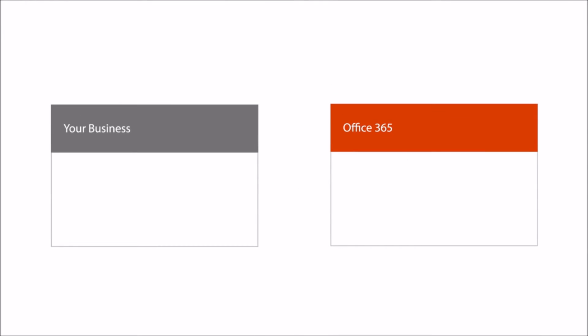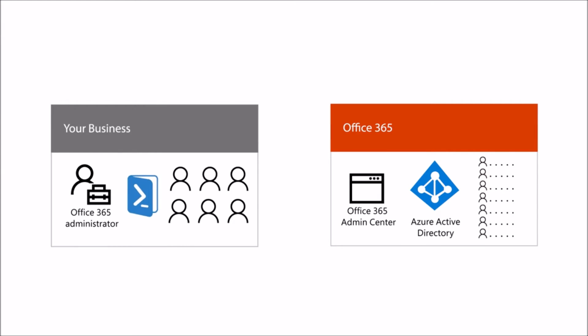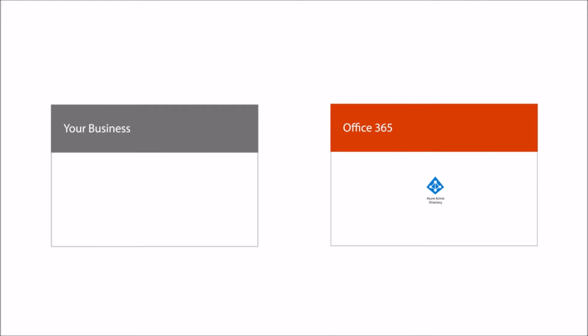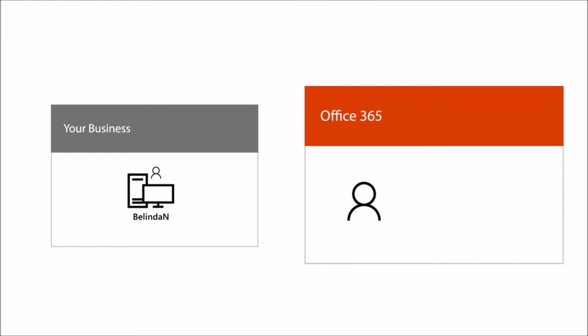For the Cloud Identity option, you need to create user accounts in Office 365. You can do this in the Admin Center or with Office 365 PowerShell. Office 365 automatically generates a password for each account. A helpful tip is to give users the same account name as they use to sign in to their local computers. For example, if Belinda Newman signs into her computer as Belinda N, it'll be easy for her to remember her Office 365 account if it starts with Belinda N, such as belindan@contoso.com.